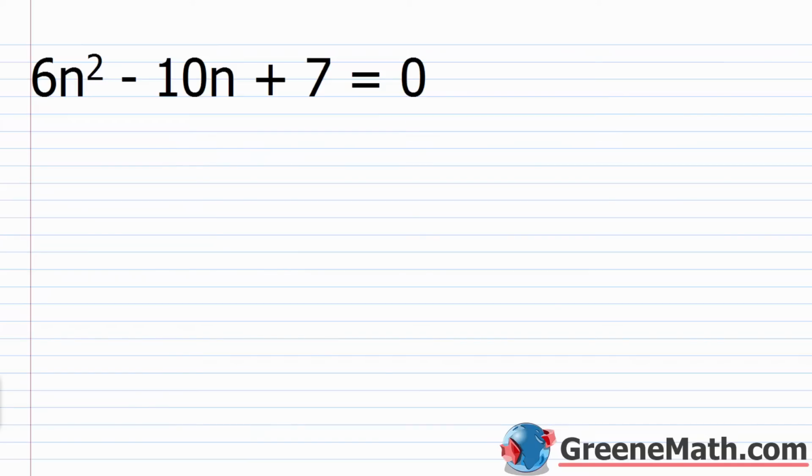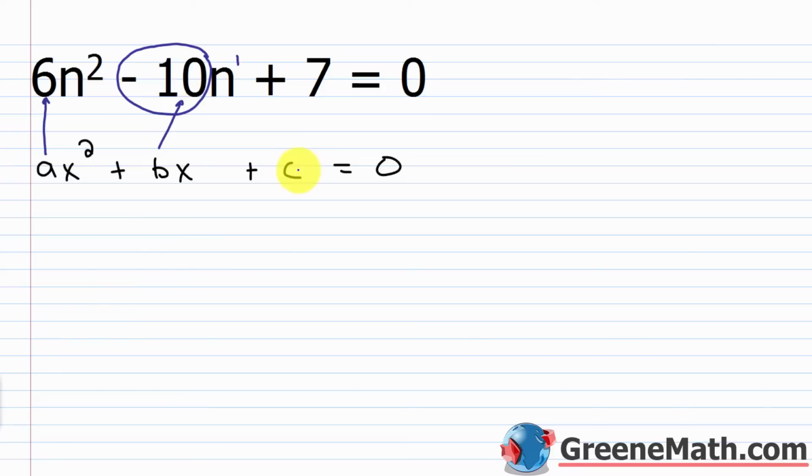So this equation is already in standard form for us. It matches this format. We have ax squared plus bx plus c equals 0. And everything is lined up. So I know a is the coefficient for the variable that I have that's squared. So that's 6 in this case. B is the coefficient for the variable that's raised to the first power. So here that's negative 10. And then c is my constant term. And here that's going to be 7.